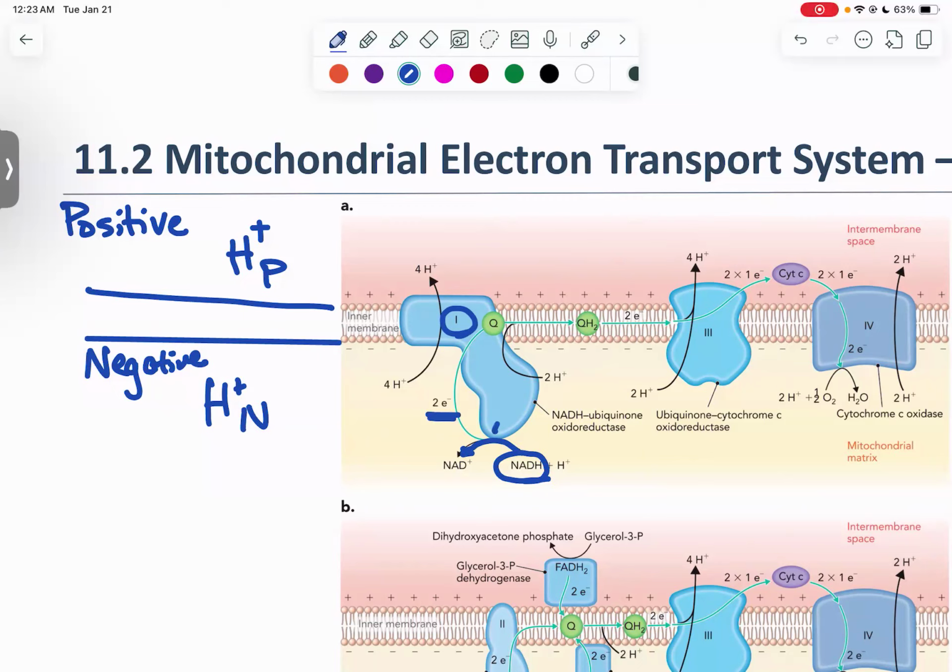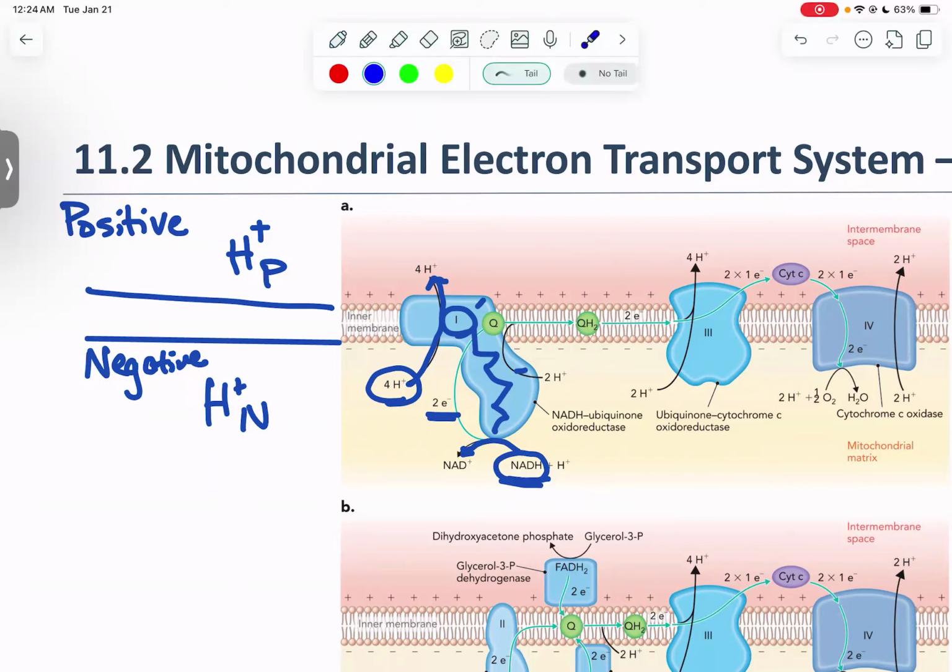Those 2 electrons actually kind of ping pong around in here. And as they do that, they pump protons from the matrix into the inner membrane space. So in complex 1, for every 1 NADH, you're going to pump 4 protons from the matrix side to the inner membrane space.